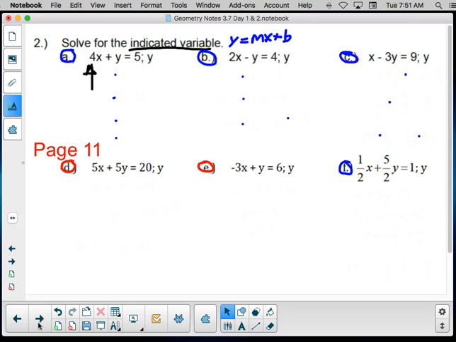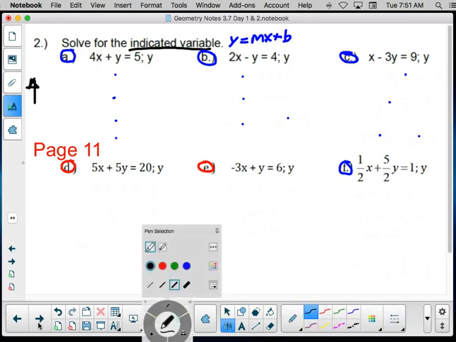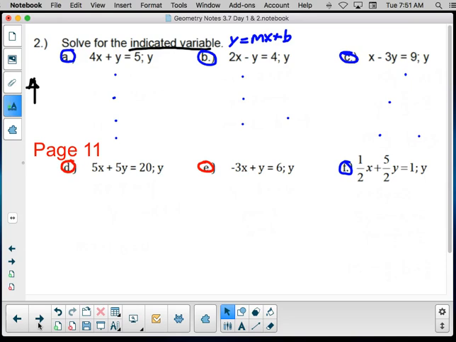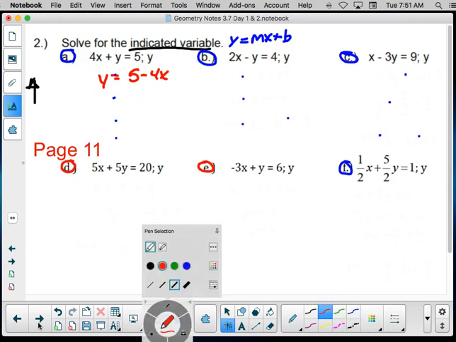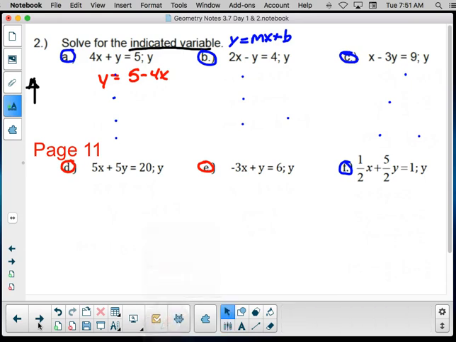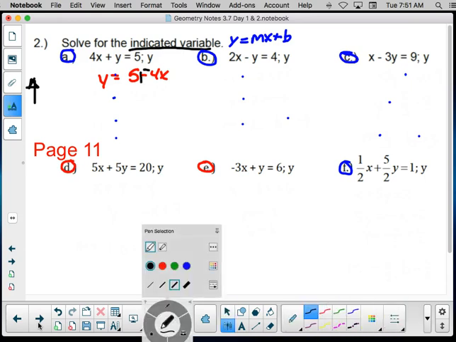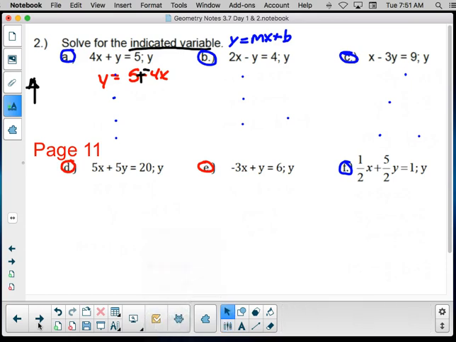Okay, so I want to get this 4x to the other side. In order to do that, I'm going to subtract 4x from both sides. And that subtracting will give me 5 minus 4x. But if you notice, it's not in that y equals mx plus b form. So I'm going to add opposite. I realize that if I add opposite, I can add out of order. So I got -4x plus 5.